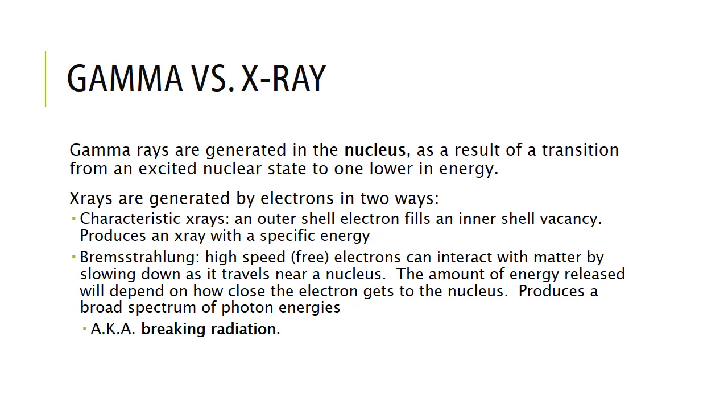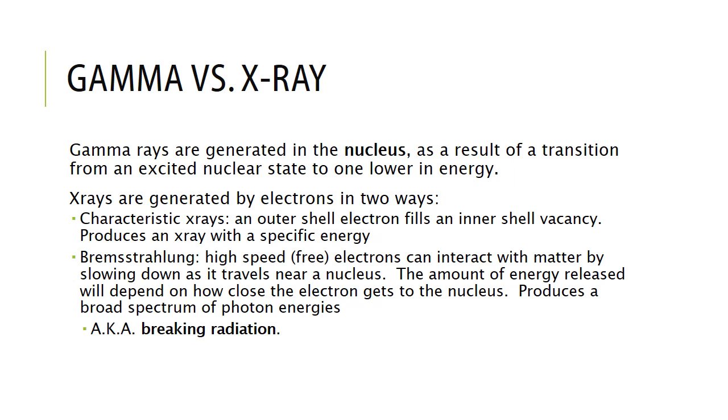X-rays are generated by the electrons in one of two ways. As a characteristic X-ray, and that's again when you're talking about those different electron energy shells. One of the outer shell electrons fills a vacancy left by an inner shell electron being ejected from the atom. And that produces an X-ray with a very specific energy. It's characteristic of that nuclide.